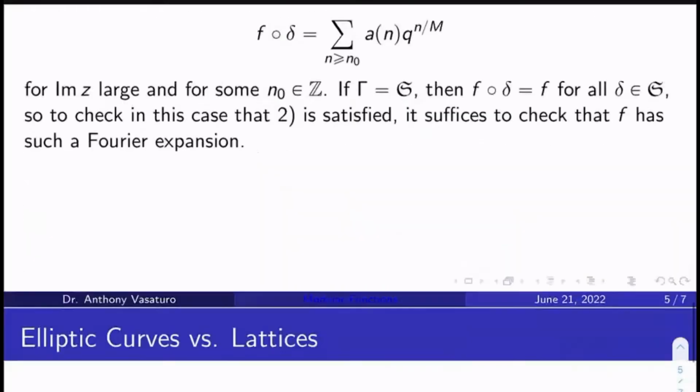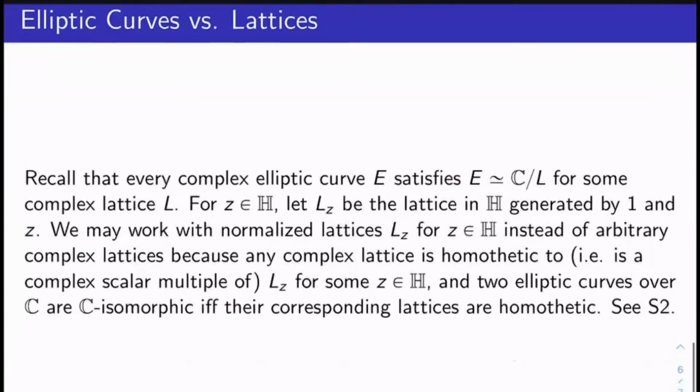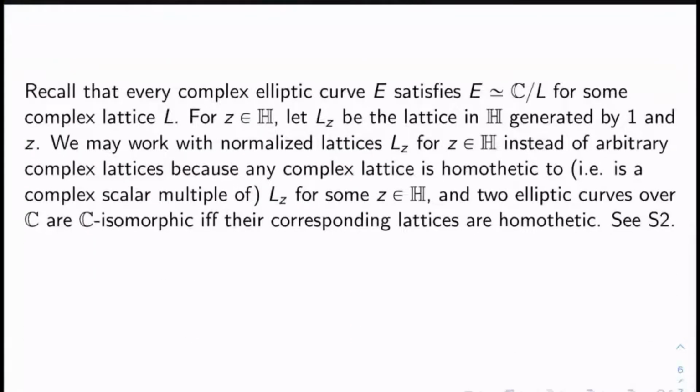Okay, let's get elliptic curves involved here. Recall, every complex elliptic curve E, so every elliptic curve over the complex numbers, satisfies E is isomorphic to C mod L for some complex lattice L. And vice versa, actually. If I give you a complex lattice, it admits an elliptic curve over the complex numbers. I talk about this in a little bit more detail in my series of talks on the congruent number problem, but I'll say a little bit more here.